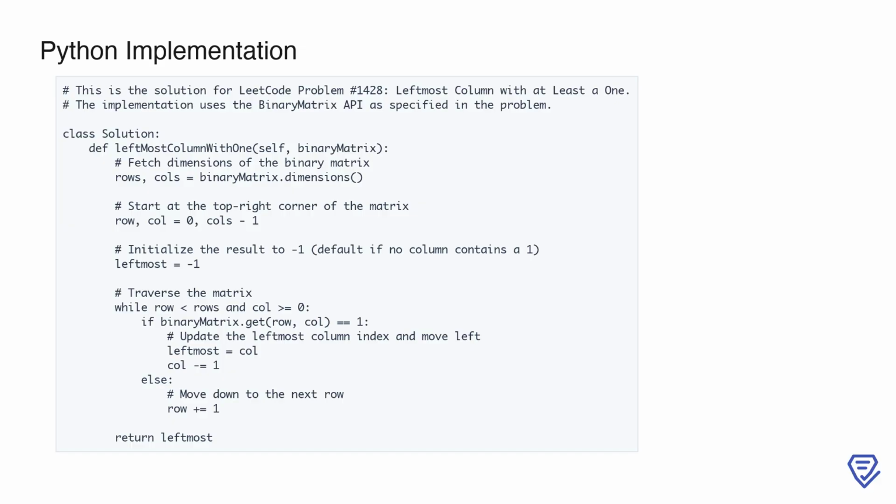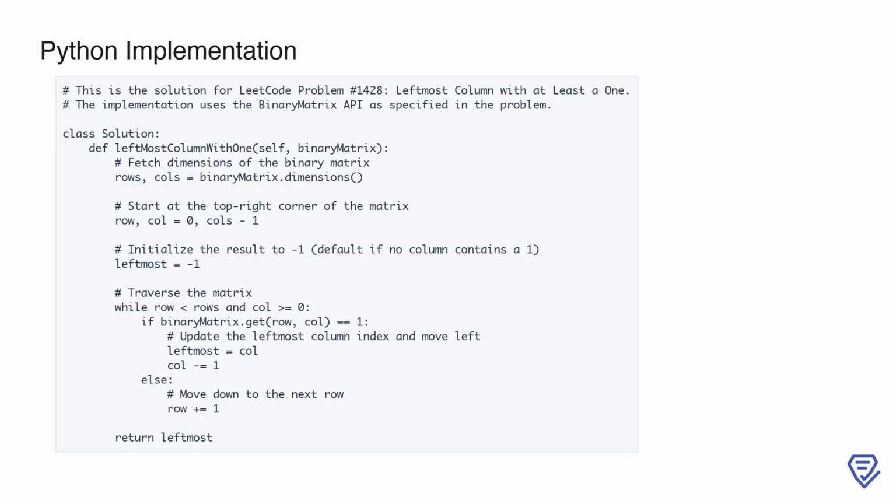While row is within the bounds of the matrix, less than the total number of rows, and col is non-negative, greater than or equal to 0, the following traversal is performed. 1. If the current cell contains a 1, we update leftmost to the current column index, col, and move left by decrementing col. This step ensures that we continue searching for an even smaller column index that might contain a 1. 2. If the current cell contains a 0, we move down to the next row by incrementing row. This step is based on the sorted property of the matrix.